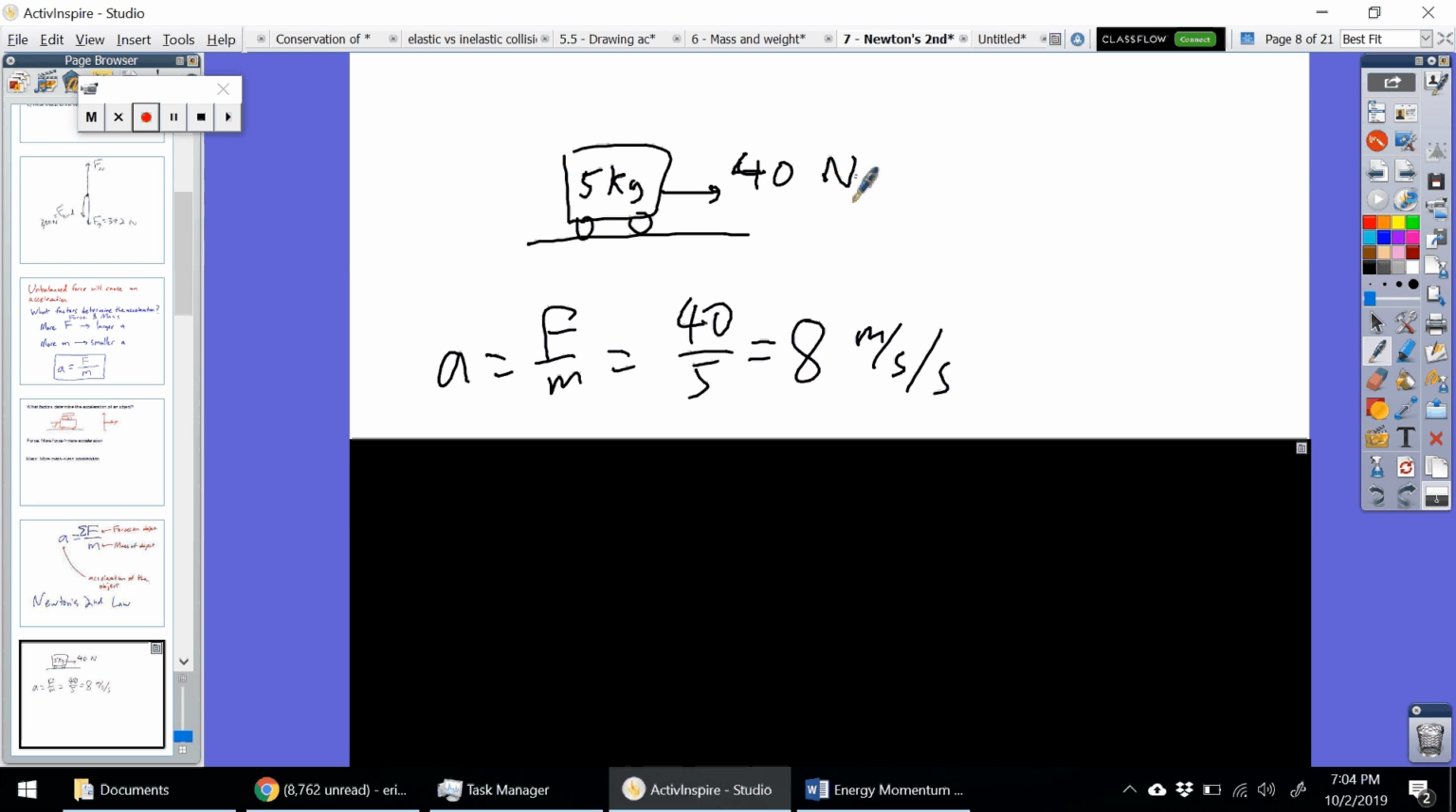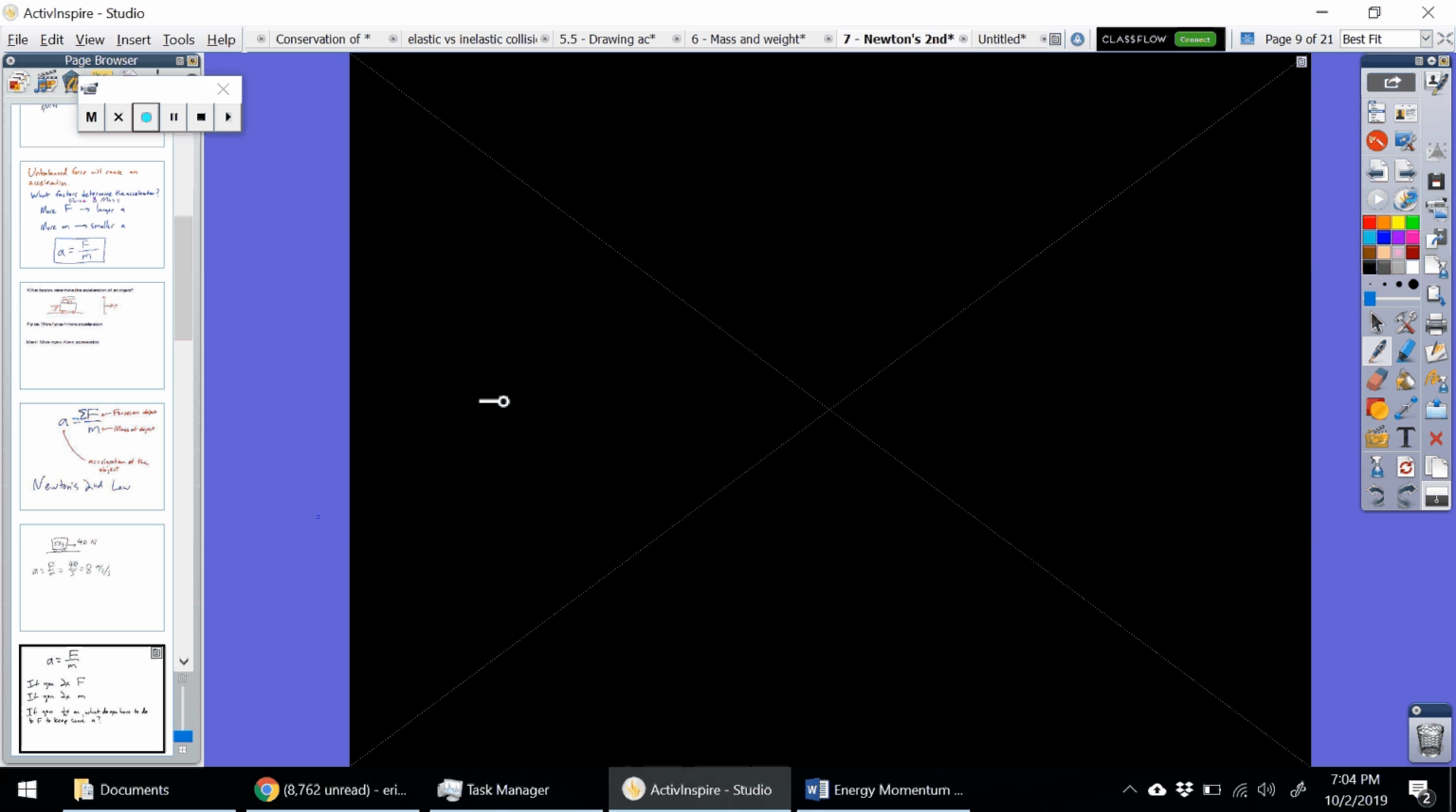And if your units of force is newtons, and your units of mass is kilograms, you will get meters per second squared. So this will get 8 meters per second squared. Pretty easy to use, right, at this stage? Okay. There are some little twists that I want to point out.